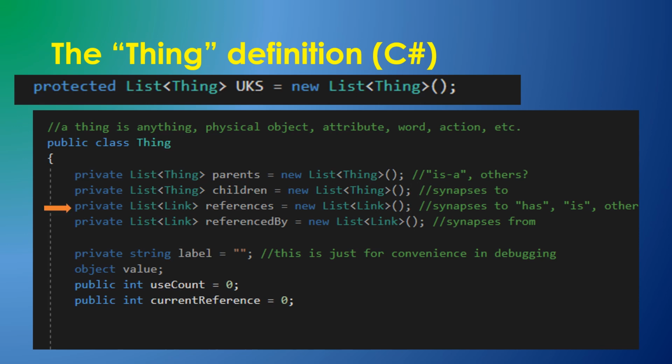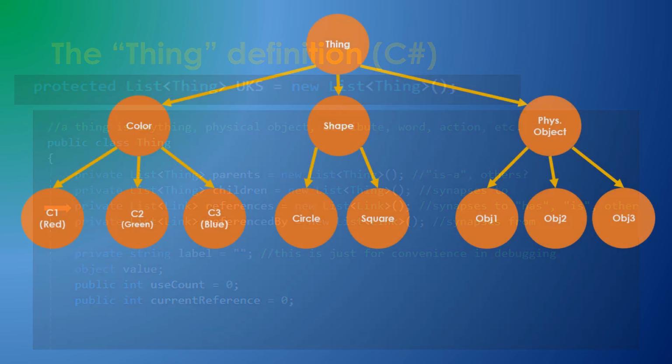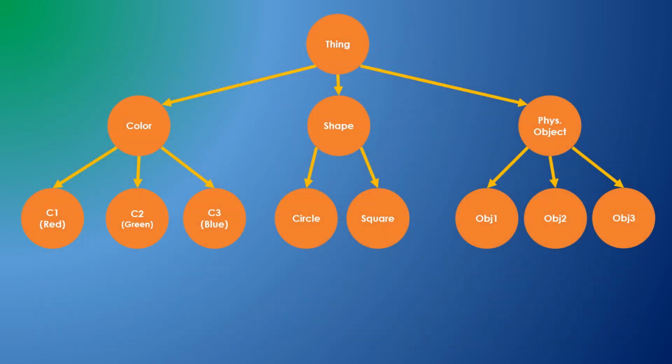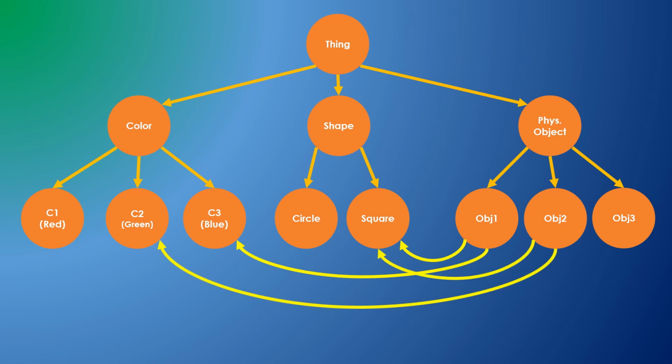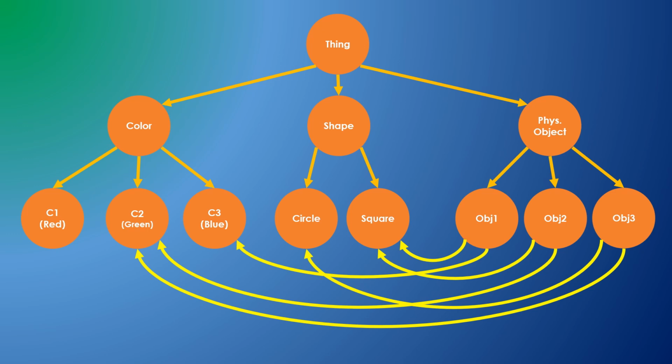The list of links named references give a thing the ability to reference any number of attribute things. A physical object might represent things representing color, texture, shape, size, location, etc., but it also may represent things which are words and phrases. Here I have added attributes to 3 physical objects. Obj1 is a blue square, 2 is a green square, and 3 is a green circle.